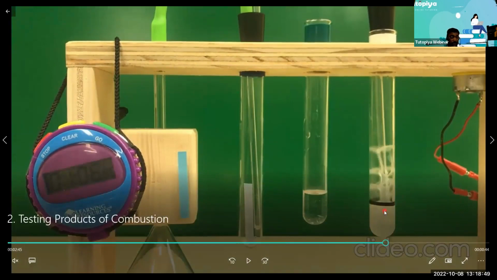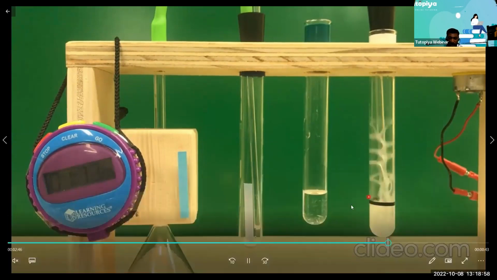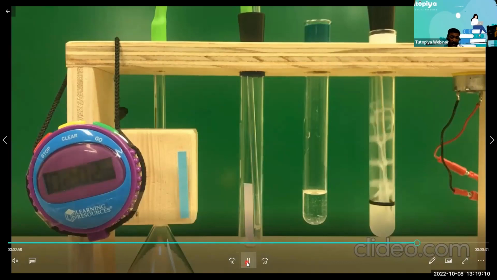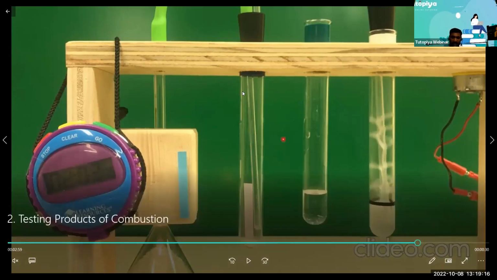And they may ask you, what is the reason? Can anyone tell me why does this lime water turn milky white? Because it comes in contact with carbon dioxide. Very good. And when it comes in contact with carbon dioxide, what do you get? So don't worry, I'll tell you. Oh, stop sharing.